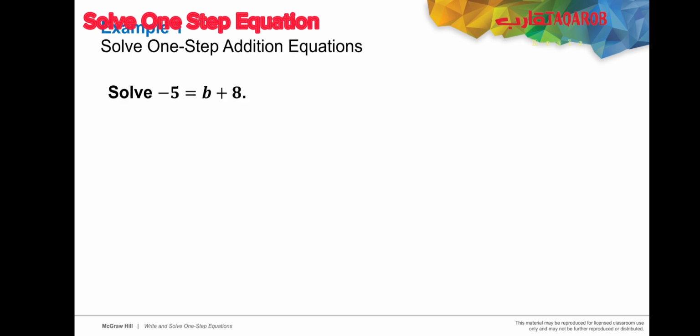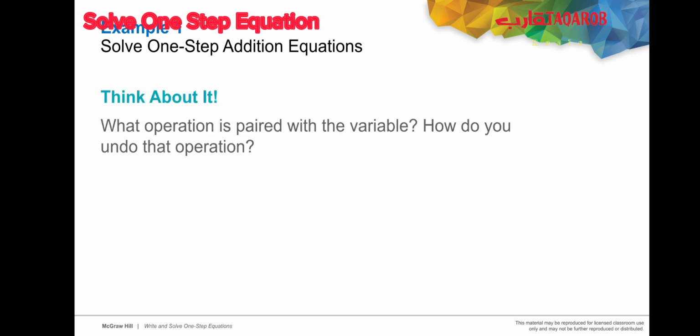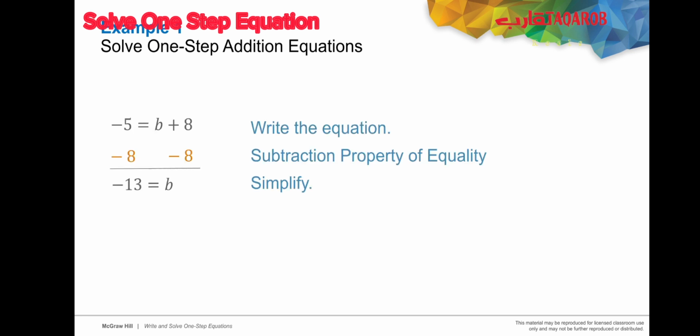For example, miss, let's start with example 1. Solve one-step addition equations. Now, let's solve the problem -5 equals b plus 8. Now, what's this kind of equation? It's addition. How did we know that? Because, as you can see here, the number 8 is added to b.